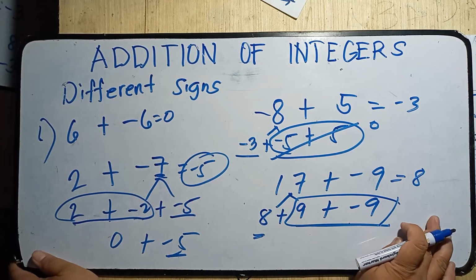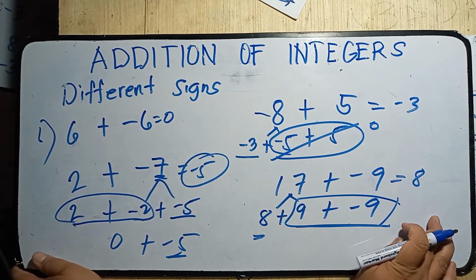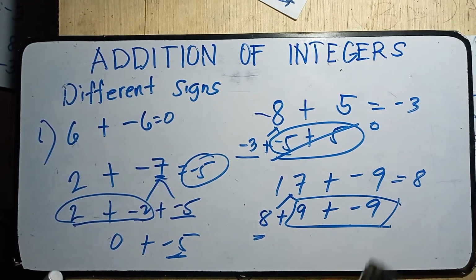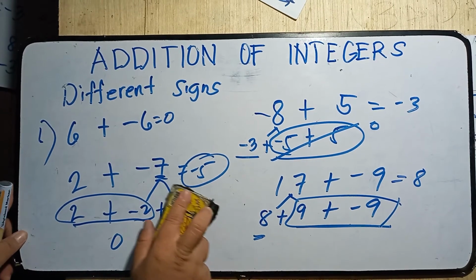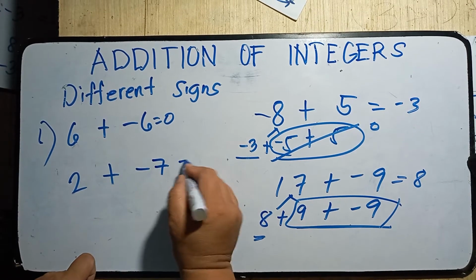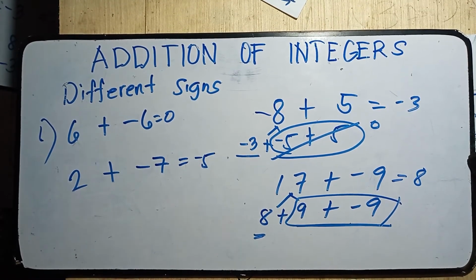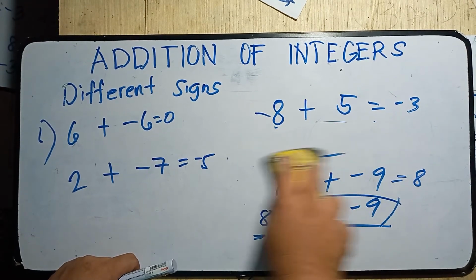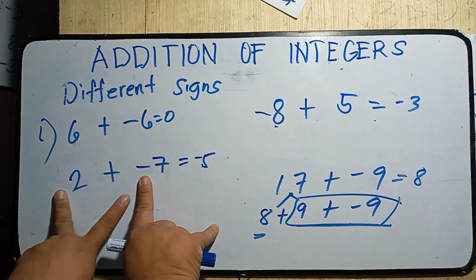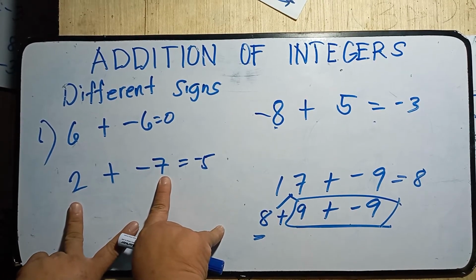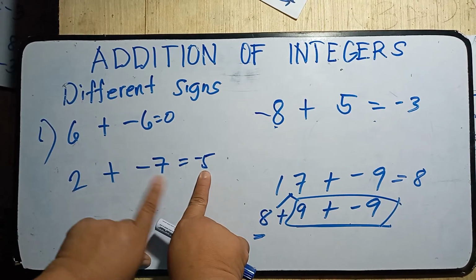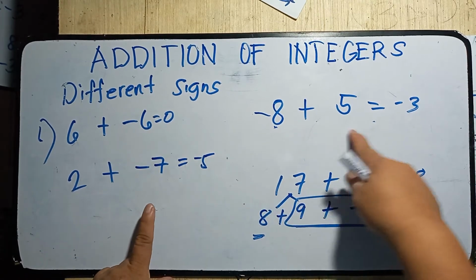So what's the rule in adding integers having different signs? So the rule is, let me clear the board. Okay. The rule is, when you have different signs, subtract their absolute values. 7 minus 2 is 5. Then get the sign of the number with bigger absolute value. Say here, 8 minus 5, 3.